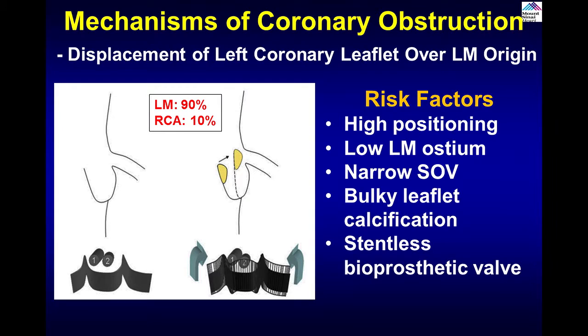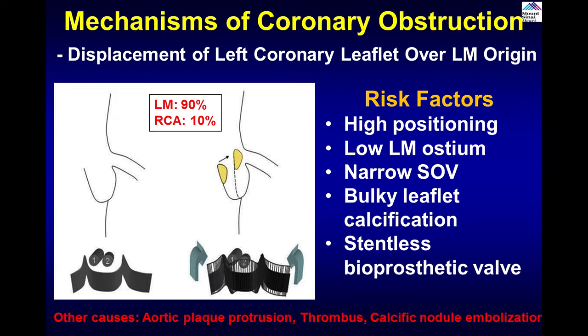Next, what are the factors? High positioning, low left main ostium, narrow sinus of Valsalva, bulky leaflet calcification, and then in the patients with a valve-in-valve which are stentless. You know why? Because in the stentless bioprosthetic valve, the valve is sutured outside. Remember, in the bioprosthetic valve, suture is inside. These are the ones sutured outside, so that it's easy, the leaflets are bigger and they can displace and obstruct the vessel. So stentless bioprosthetic valves have a higher obstruction because the leaflets are sutured outside in order to get a better aortic orifice area.